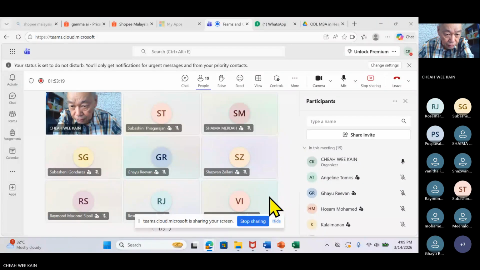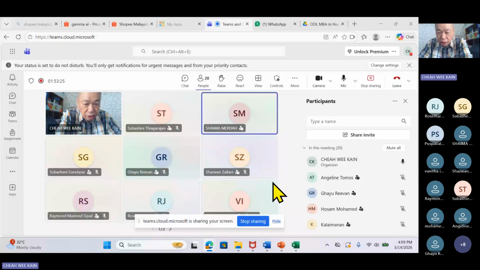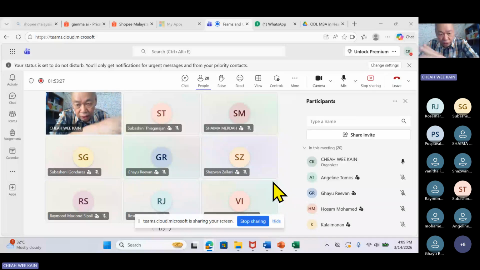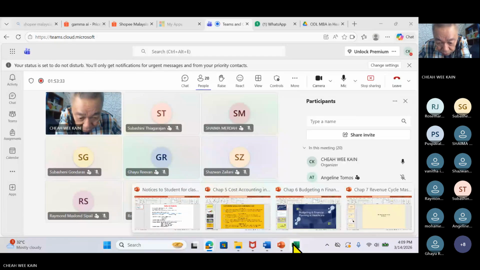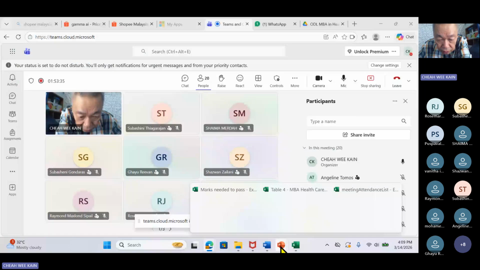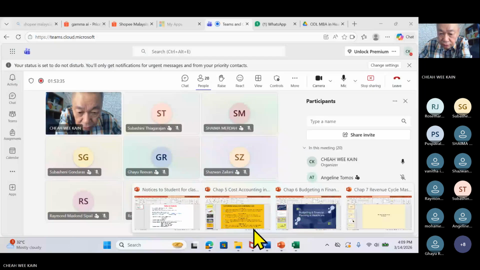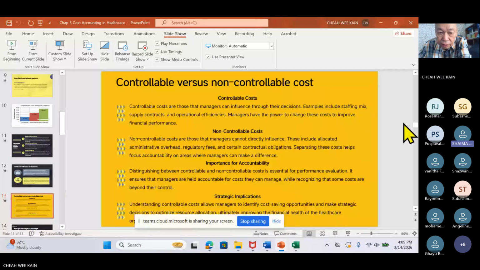That's why we need to have a class monitor. Shaima, correct? Yes, doctor. Okay, you become class monitor, I give you extra mark. Don't worry. Thank you. Now can see, yes, now I can see.